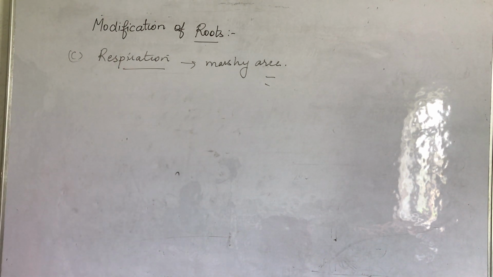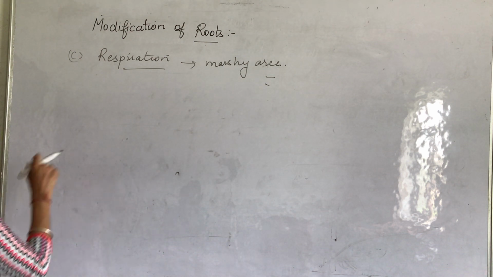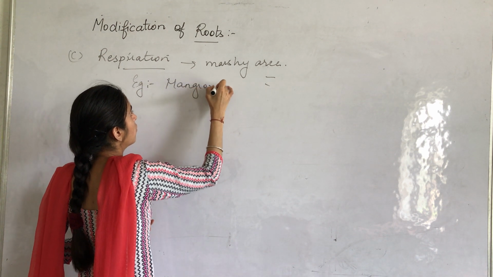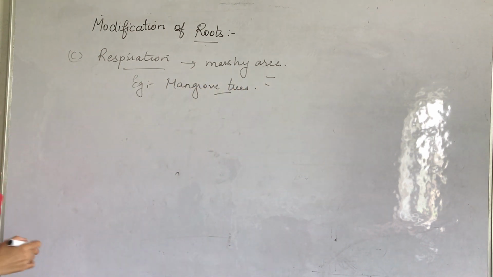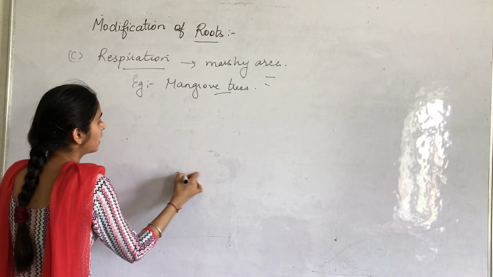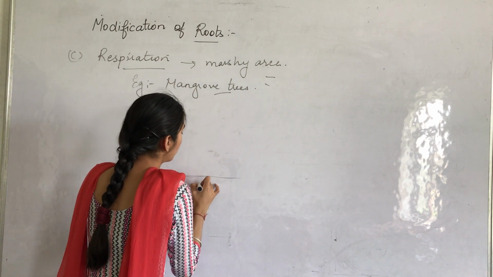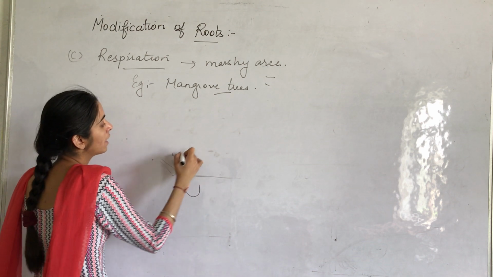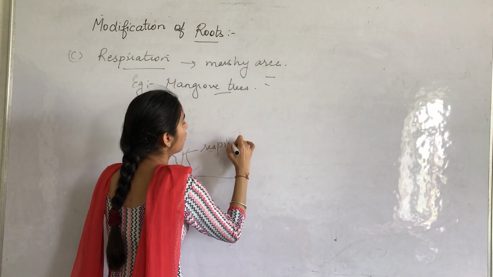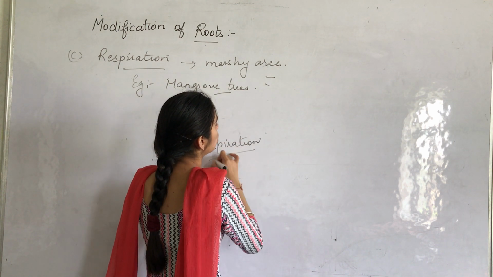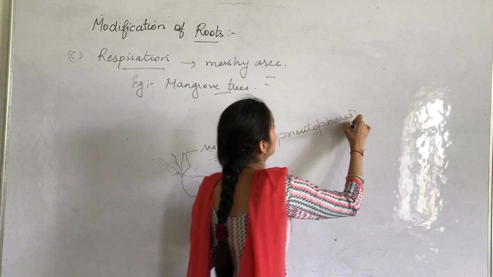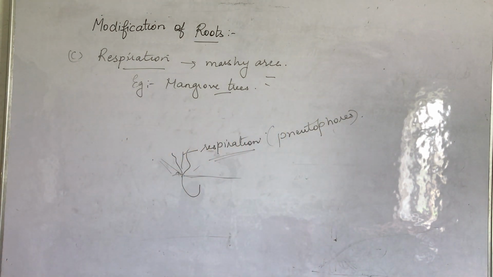These types of roots are mainly found in the mangrove trees. We all know that mangrove trees grow in marshy or swampy areas. So what happens in these trees? Their roots come out from the ground onto the surface and start performing the process of respiration. These roots are also known as pneumatophores. These are generally found in mangrove trees.